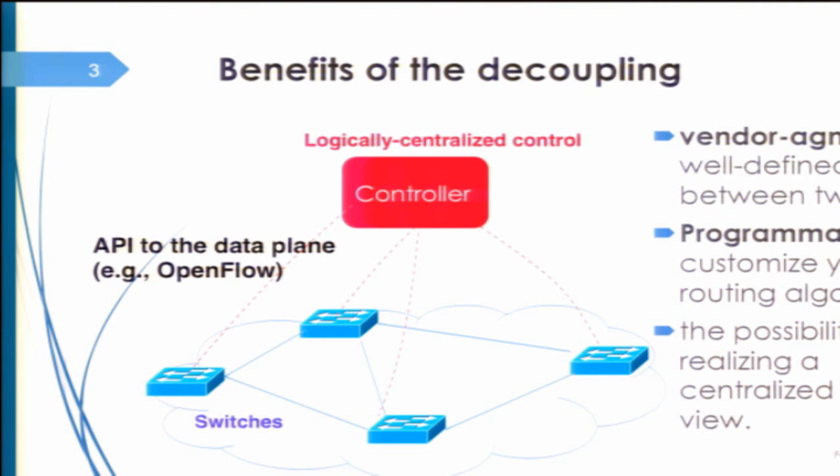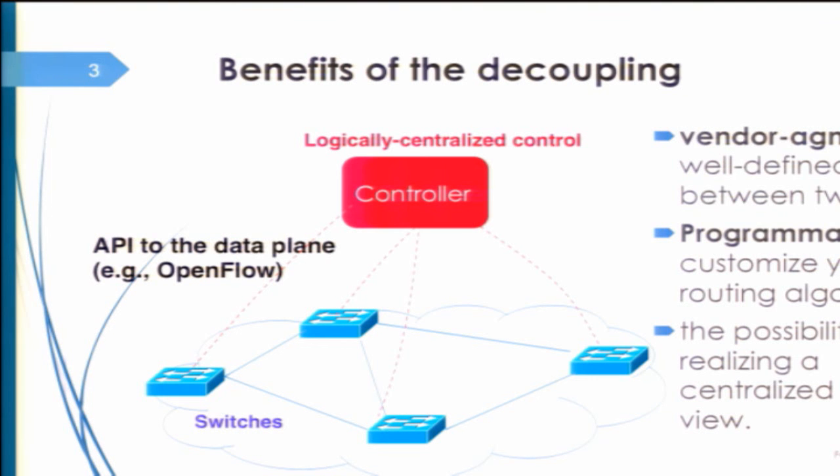Another advantage is that the separation brings control plane programmability. That is, you can customize your own routing algorithm with the separation of the control plane and data plane. In a traditional network, the control plane and the data plane are combined in a single device. You don't know what's in it and how it runs, so it's a black box. But in the SDN framework, anyone can program the control plane, so you have more flexibility in controlling your network.